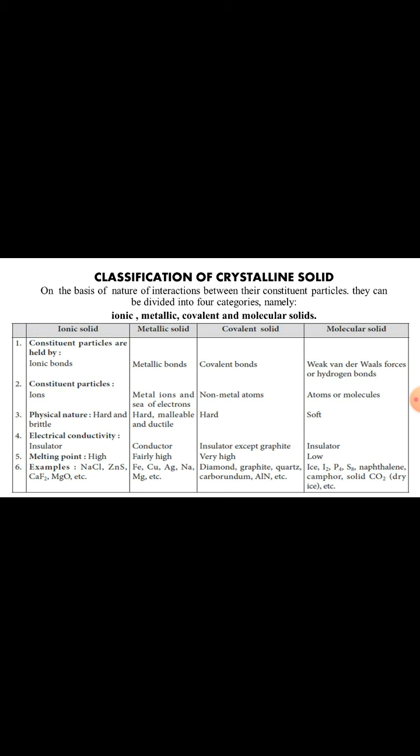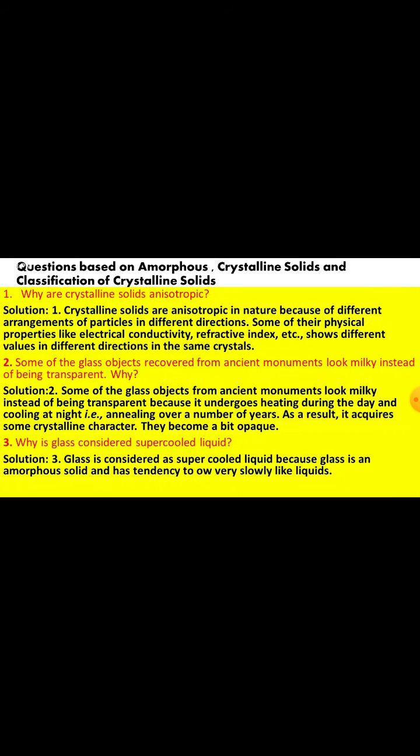Third type of molecular solid are H-bonded solids. Here the attractive force or bonding force is hydrogen bond. The common examples of these solids are ice and solid ammonia. So these are basically the classification of crystalline solids. These solids and their properties you can understand very well on the basis of chemical bonding.